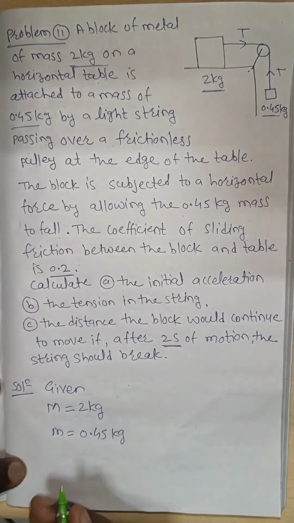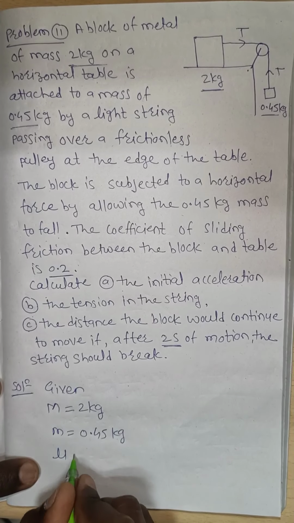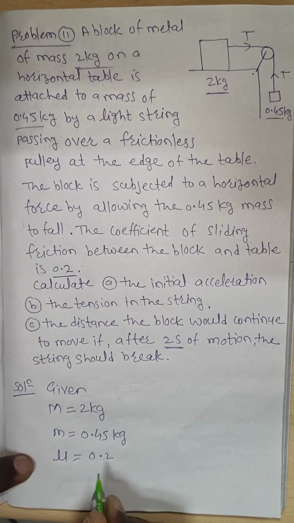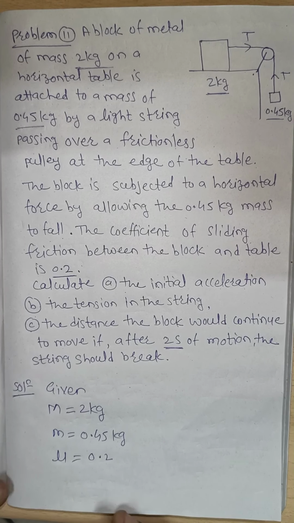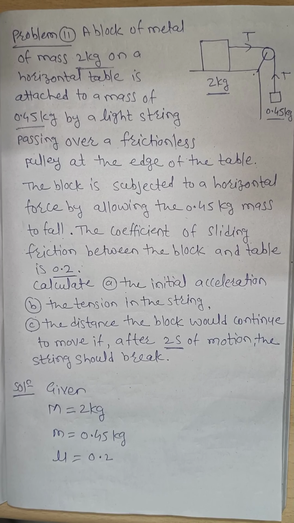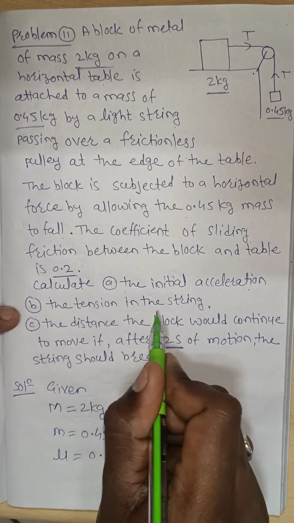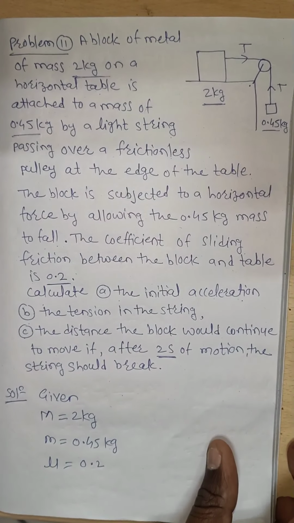Now they are also given a coefficient of friction, that is 0.2. 0.2 is the coefficient of static friction, or coefficient of kinetic friction, whatever it may be. The friction between the two blocks is given as 0.2. Next we have to find the initial acceleration and the tension in the string. We have to find them one by one.